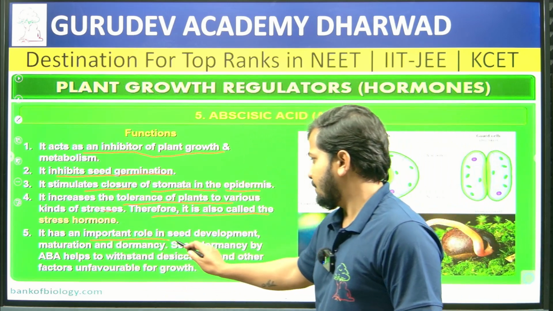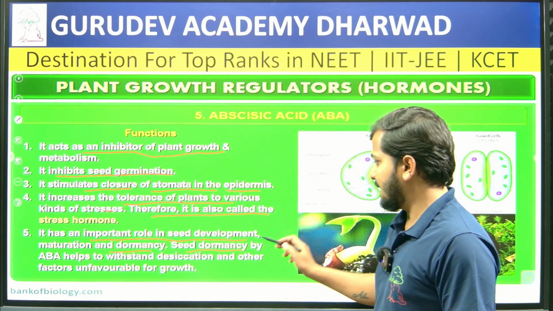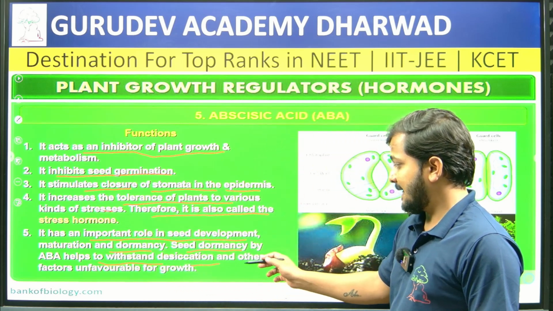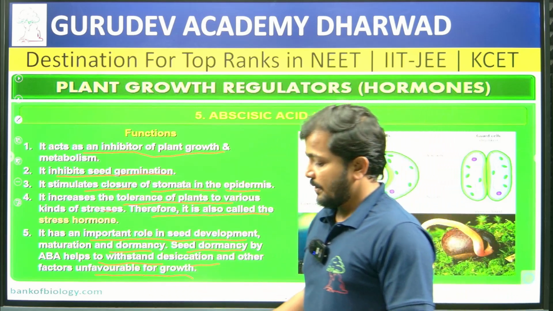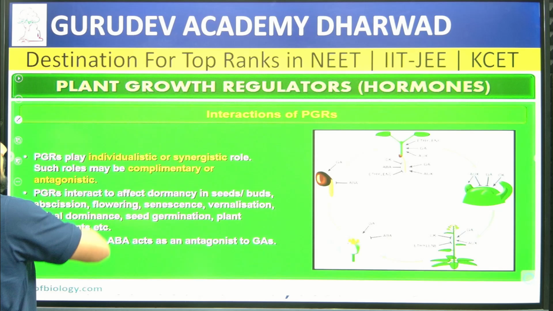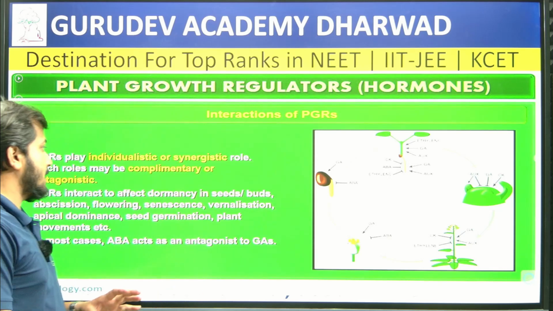It also has an important role in seed development, maturation, and dormancy. Seed dormancy by ABA helps the seed withstand desiccation and other factors which are unfavorable for growth. So like how plant growth regulators are required, in the same way plant growth inhibitors are also required.